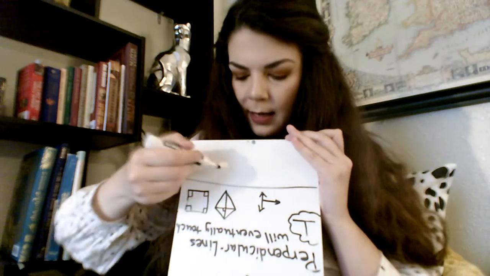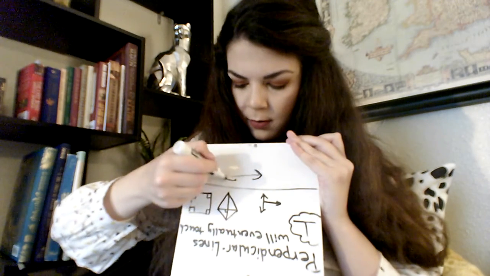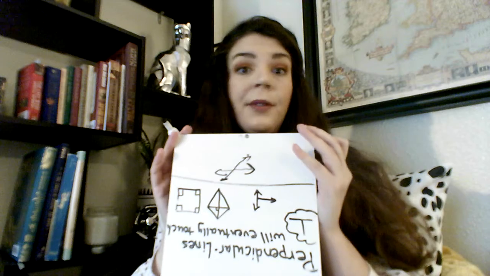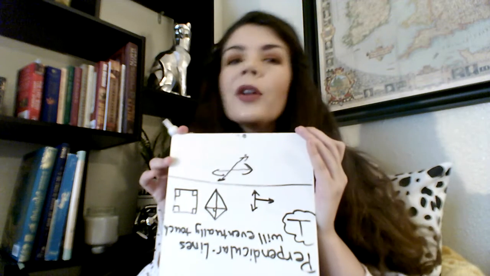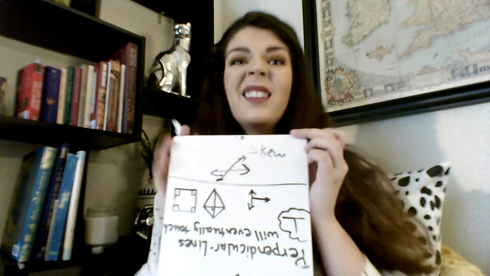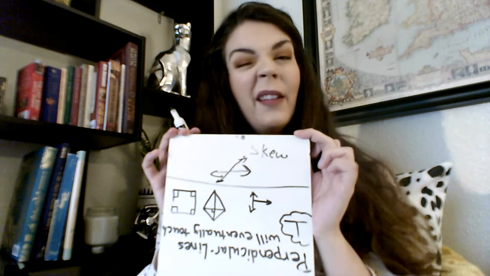It can't be, let me erase this part, a line that's like this and like this. Those are not perpendicular lines. Those are called skew lines. S-K-E-W. And they can technically be a part of parallel lines.